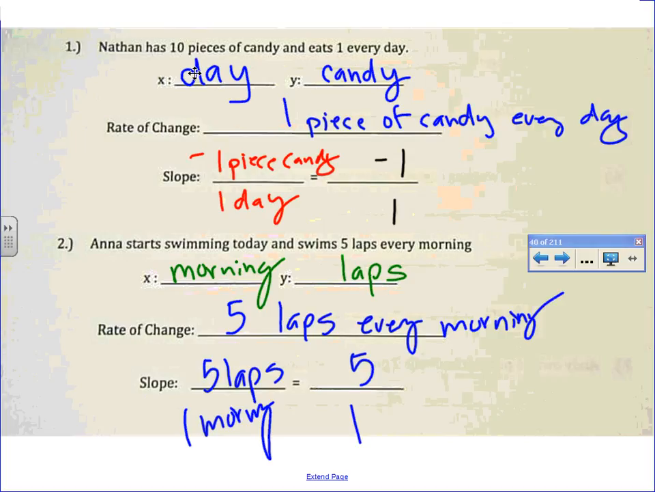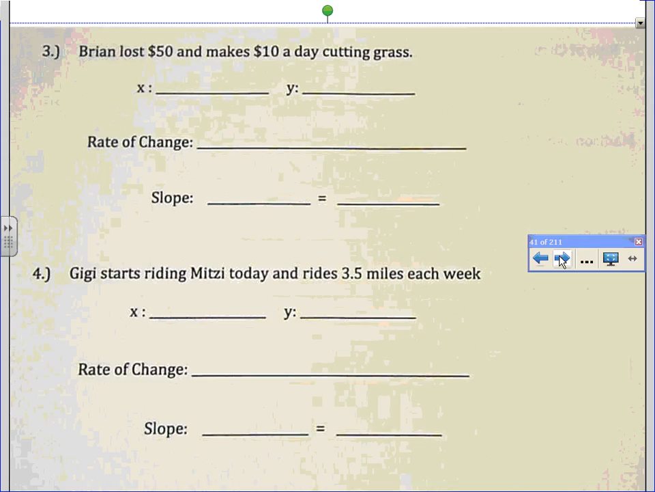Okay, let's go to number 3. We'll do a couple more together. Brian, the Bryans, lost $50 somehow, right? Does that surprise you guys? I'm just kidding, Brian and Brian. Even though they lost $50 of whatever money it was, they decide that they're going to cut grass. So they make $10 a day cutting grass.